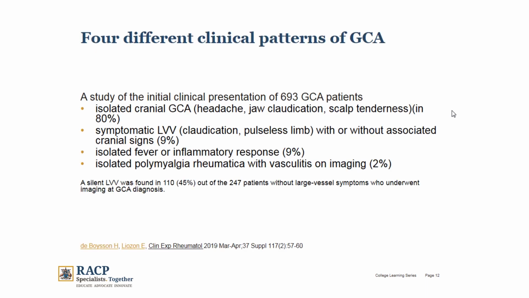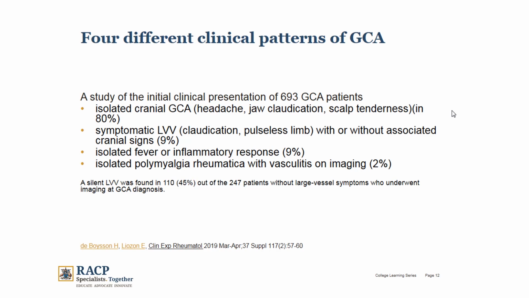A study of 693 patients described 4 distinct clinical patterns of giant cell arteritis. They range from an isolated cranial giant cell arteritis, which is seen in almost 80% of the patients. They present with headache, jaw claudication, and scalp tenderness.